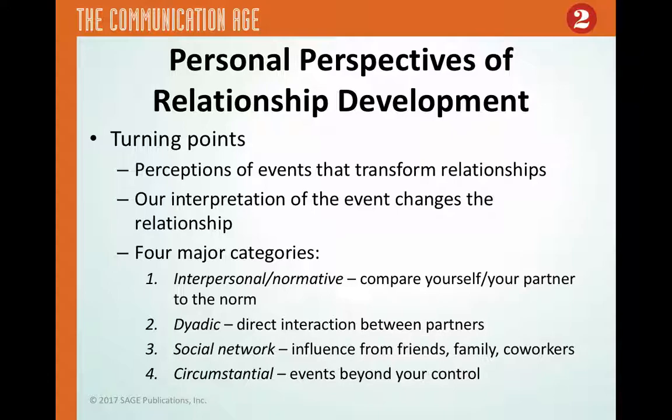There's dyadic. These are direct interactions between partners. This is when there's a direct moment between you and a partner that's a defining moment in your relationship. There's social network. This happens within a network. So this is if there's an influence from friends, family, or co-workers that somehow leads to some kind of turning point or significant moment. And then there's circumstantial. This is where there are events beyond your control that you cannot help. This is if one of you might get an illness or get fired from work or something like that. How did those moments define your relationship? How do those events beyond your control define the relationship between you and your partner?